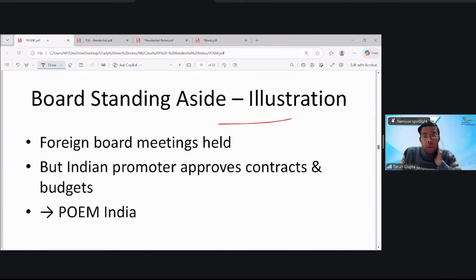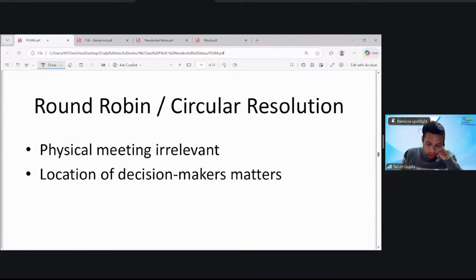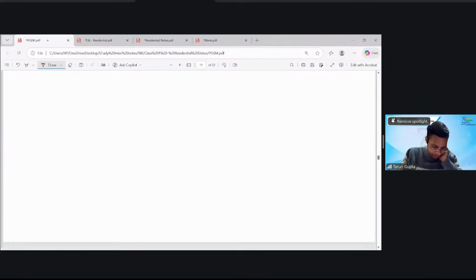So, take the example where the board is standing aside: foreign board meetings are held, but the Indian promoter approves the contract. We did an example, a 10 lakh contract. A contract above rupees 10 lakh, POEM in India. Whatever the mode of deciding, where the person who is deciding sits is the POEM.